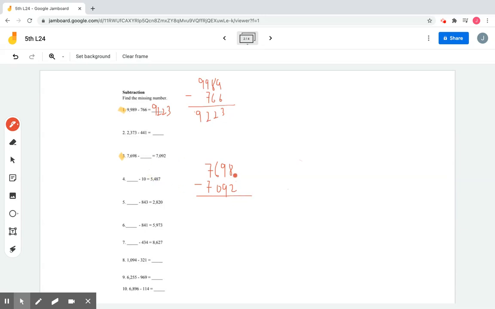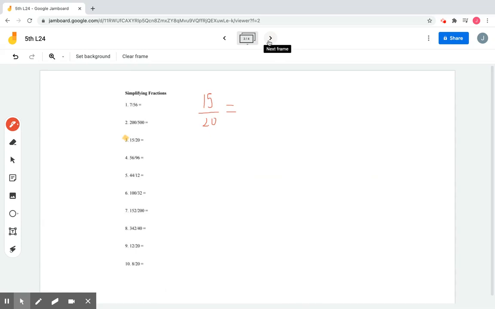So 8 minus 2 is 6, and 9 minus 9 is 0, and 6 minus 0 is 6, and then 7 minus 7 is 0, so we're not going to write it here. So the answer is 606. So then it will be 7,698 minus 606 is equal to 7,092. All right.